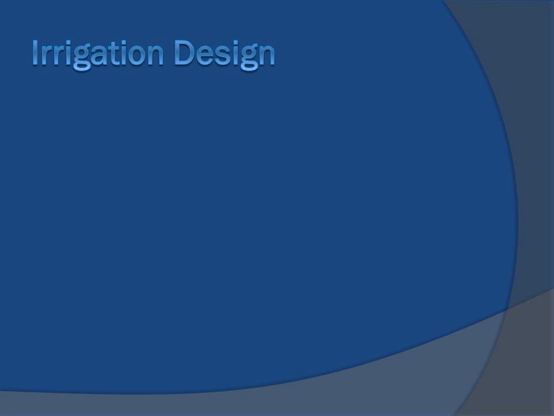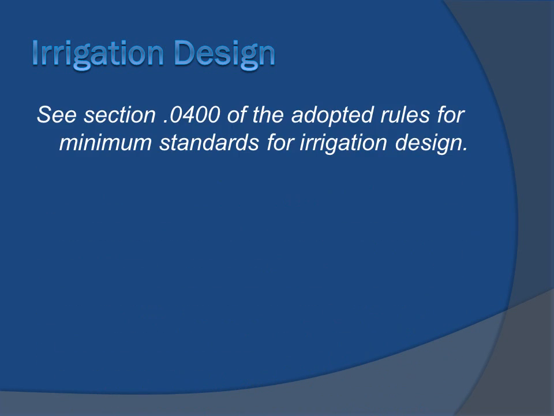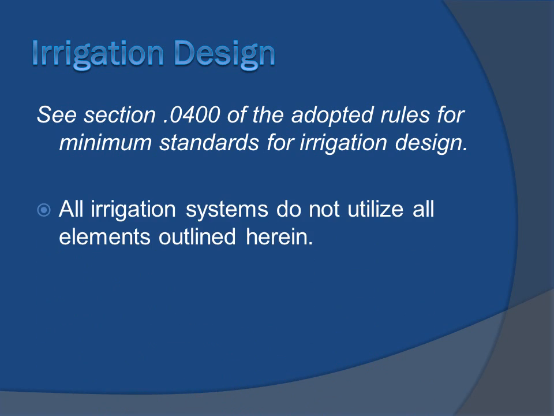All right, irrigation design. This is all section .044, the adopted rules for minimum standards. Like y'all care about that, right? What does that even mean? That's a rule from the North Carolina Irrigation Contractors Licensing Board. That's one of theirs. But y'all understand this. All irrigation systems do not utilize elements outlined here. And that means that not every project you're going to do, every rule is going to apply to it.